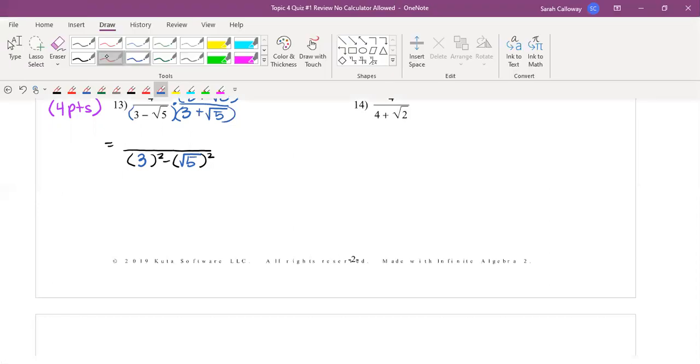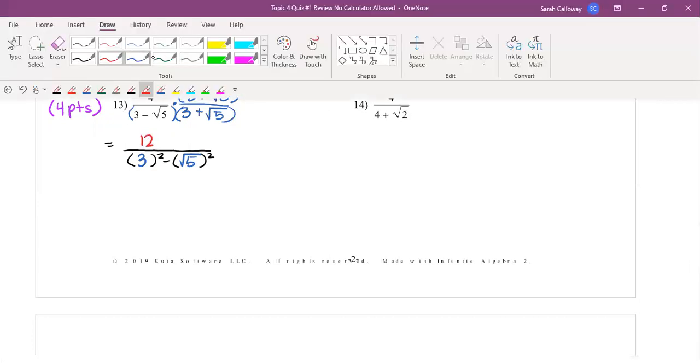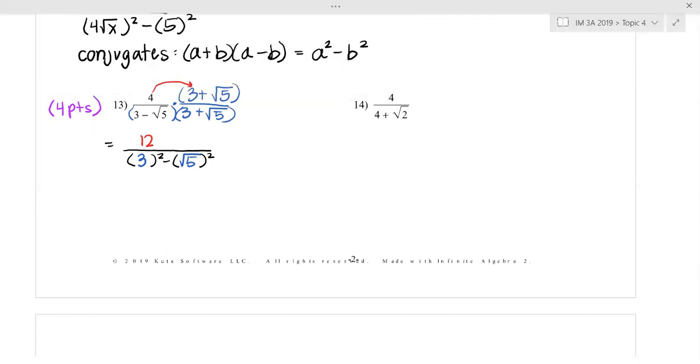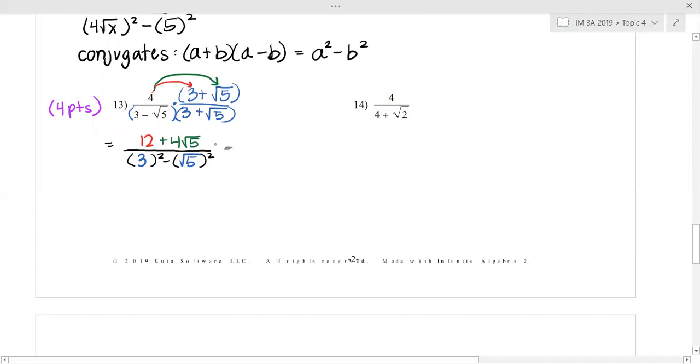For the numerator, though, I do have to distribute the 4 to get the term. So 4 times 3 is 12. So my numerator is going to start with 12. And then 4 times the square root of 5. They're different types of terms. So that is just going to become plus 4 radical 5. It's just a coefficient. And so if I simplify this, my numerator, one has a radical, one doesn't, so I can't do anything to combine those.